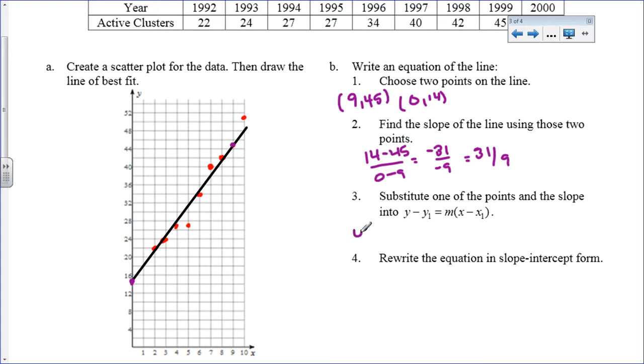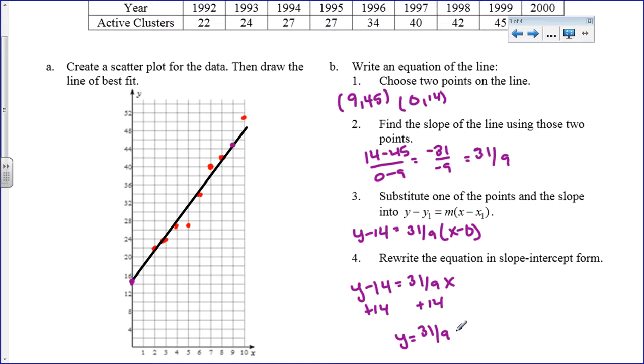So when I plug this in, y minus 14 equals 31 over 9 times x minus 0. I'm going to change this to slope-intercept form. So I have 31 over 9 times x. I'm going to add 14 to both sides to get y equals 31 over 9 x plus 14. Okay, so there's my equation of my line of best fit.